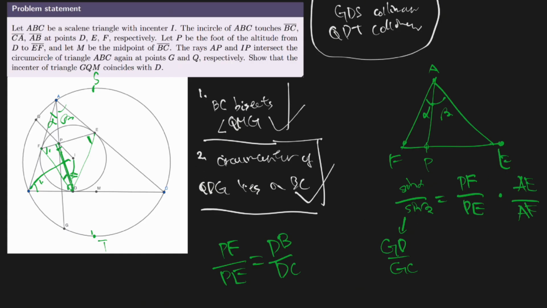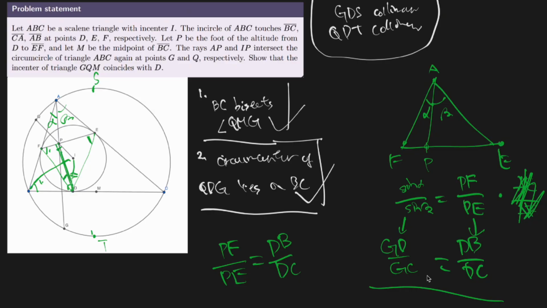But we can actually simplify the right hand side a bit. First of all, since AE and AF are both tangents, they're the same, so this thing just cancels out. And we know that PF over PE is equal to DB over DC. So we have that GD over GC is equal to DB over DC. Well, doesn't this look very familiar? Because this is the Apollonian relationship we were just talking about.